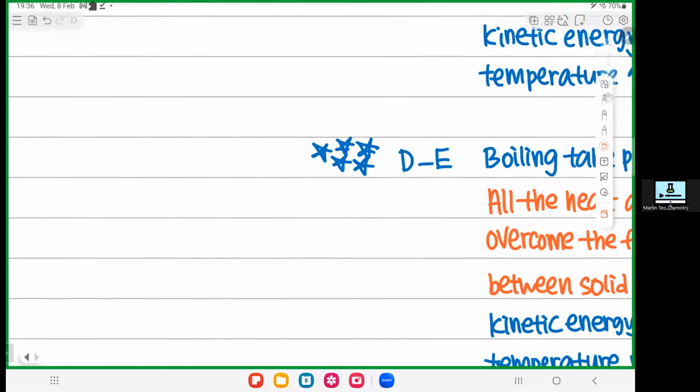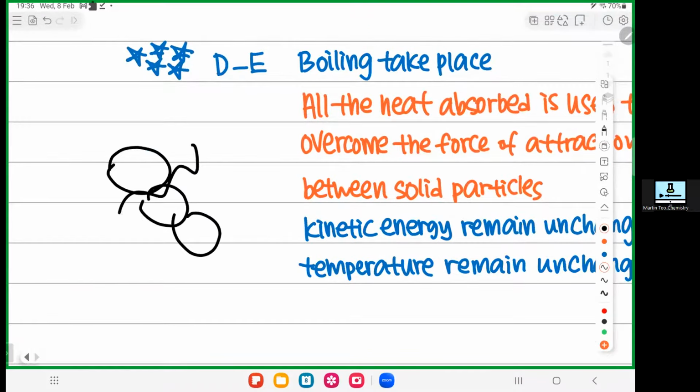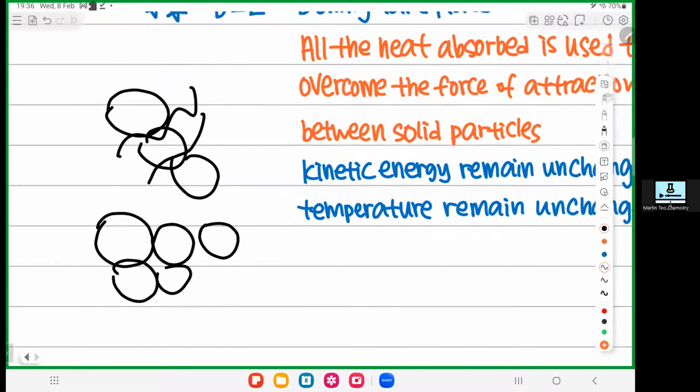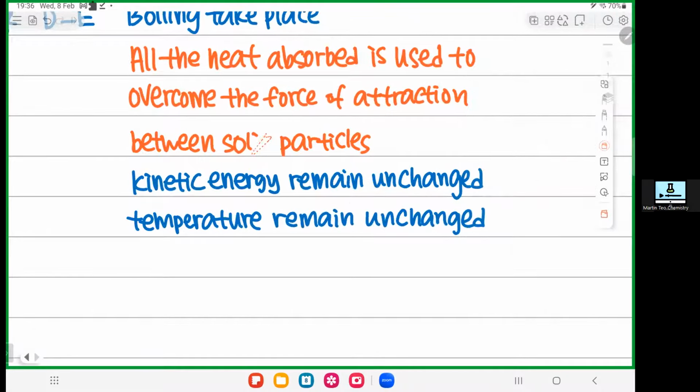So you see, just copy the answer, change a little bit. All the heat absorbed is used to overcome the force of attraction. Don't use the word cut. But what is the force you want to overcome? Between liquid particles. Because boiling wants to change the liquid to become gas, right? Just now, melting changed the solid to become liquid. Please make sure you know it. This one only changes the word here, to liquid. Other than that, everything's still the same. All right, finish.